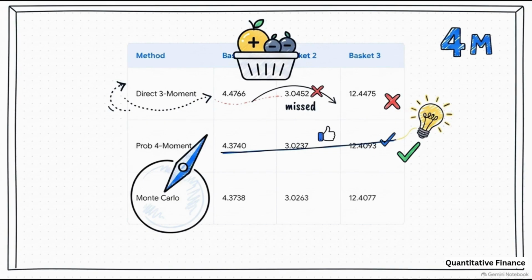And as you scan across the columns to basket 2 and basket 3, you see the exact same pattern holding up. The direct three-moment overshoots, while the probability four-moment method tracks the benchmark incredibly tightly. The exact probability reformulation combined with that critical fourth moment creates just a massive leap in pricing accuracy.